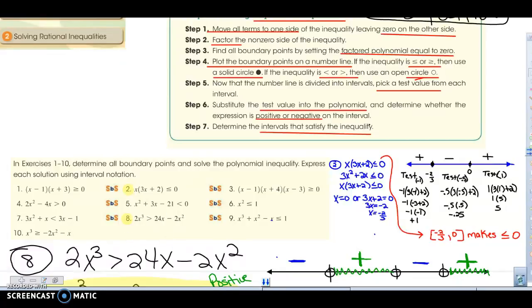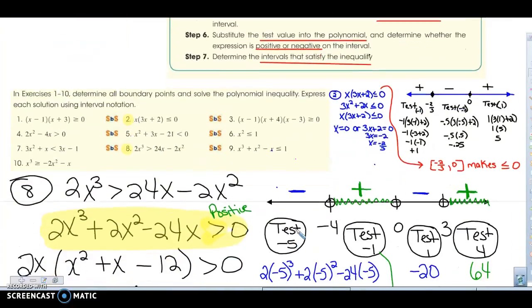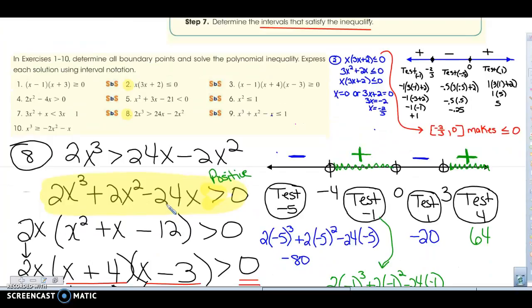All right, take a look at another example, number 8. Notice in number 8, it's not in standard form. Everything is not on one side, so we begin by doing that. So we're going to move everything over to one side of the problem. And so we did that by subtracting the 24x and adding the 2x squared, putting everything in order of descending exponents, descending powers. And then we are looking at making everything greater than 0, since once we moved everything over, we had greater than 0. So we're looking at making things positive when we select our final answer.